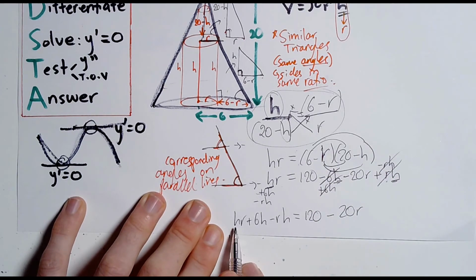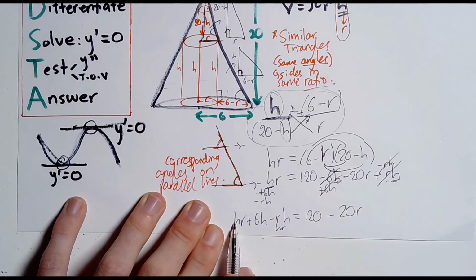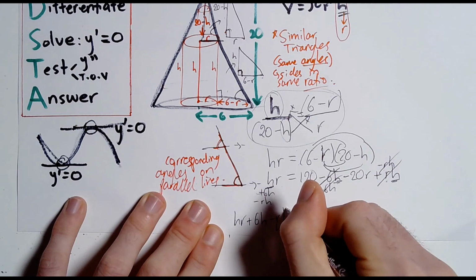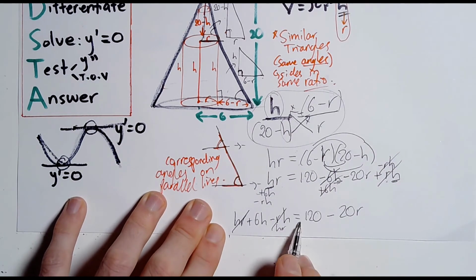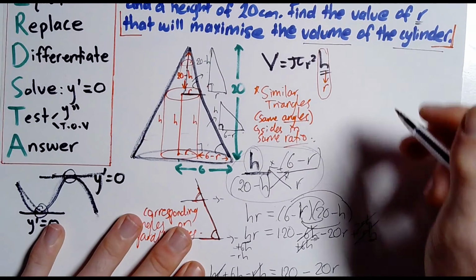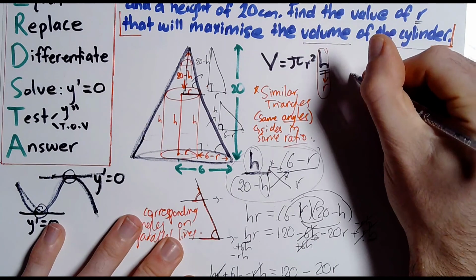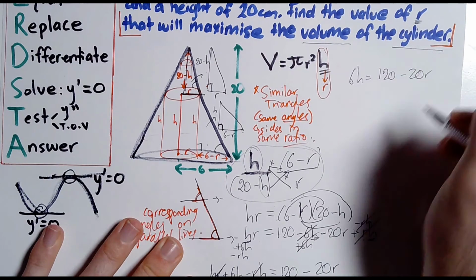Now you can see here, hr minus rh, well, r times h is the same as h times r. So it's actually the same as hr, which means we have hr minus hr, so they will cancel each other out, which means you are just left with 6h equals 120 minus 20r. So I'll rewrite that up here. So we have 6h equals 120 minus 20r.